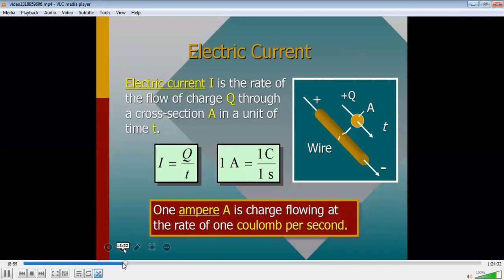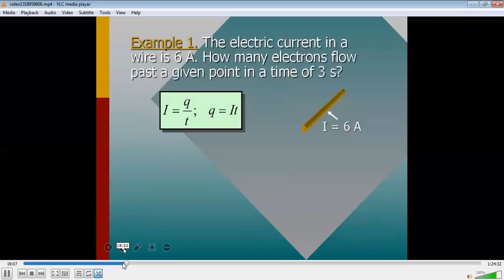So 1 ampere is charge flowing at the rate of 1 coulomb per second. You have to remember this, the unit of electric current, which is called ampere. As an example, the electric current in air is 6 ampere. How many electrons flow past a given point in a time of 3 seconds? You must know I equals Q by T. So I equals 6 ampere here.